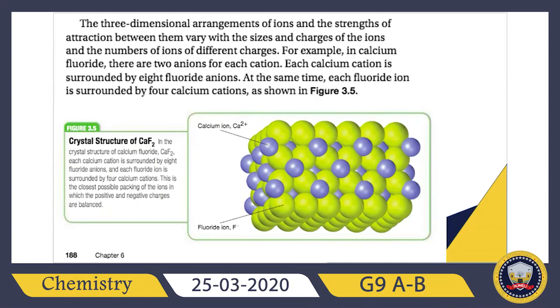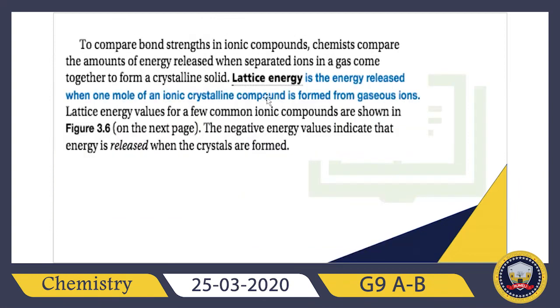So let's continue now. Now, to compare bond strengths in ionic compounds, chemists compare the amounts of energy released when separated ions in a gas come together to form a crystalline solid. Okay, so I want to know the bond strength in ionic compounds. So how strong is this bond in this ionic compound? Is it stronger than, for example, the bond in another ionic compound? How do I know which one is stronger?